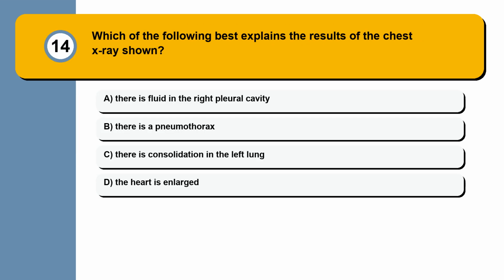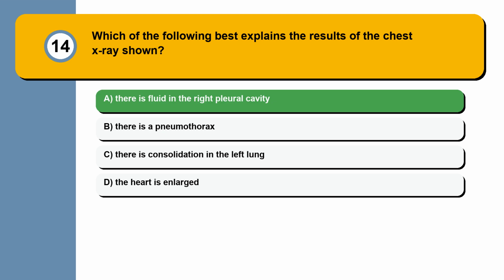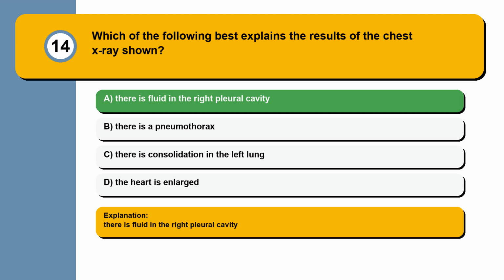Question 14. Which of the following best explains the results of the chest X-ray shown? There is fluid in the right pleural cavity. There is a pneumothorax. There is consolidation in the left lung. The heart is enlarged. The answer is: there is fluid in the right pleural cavity.